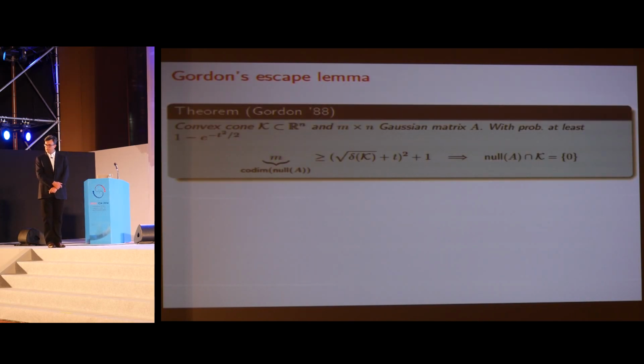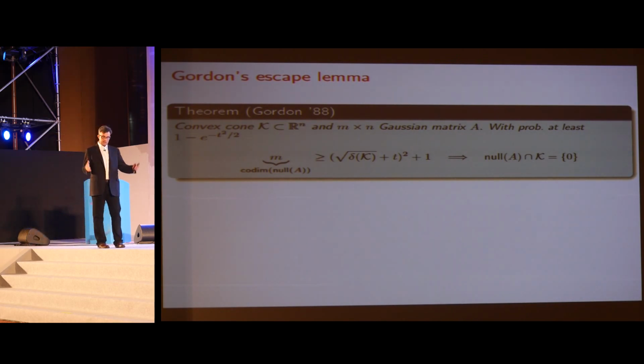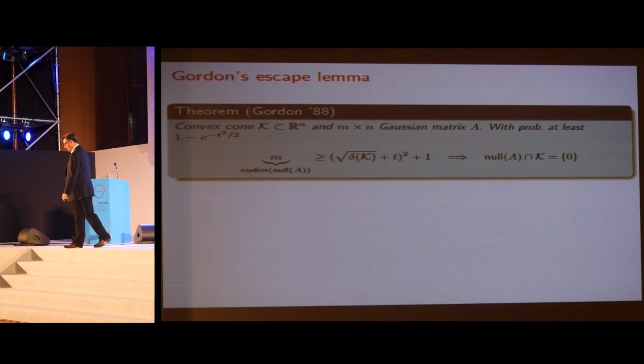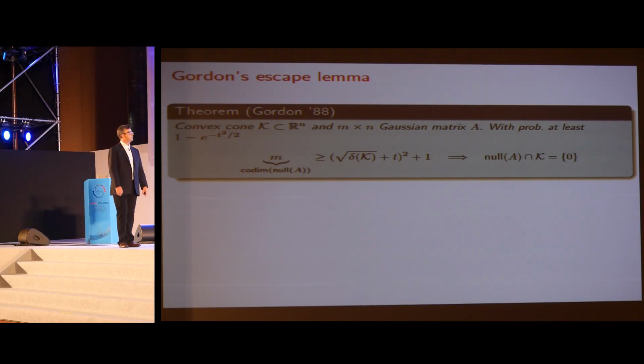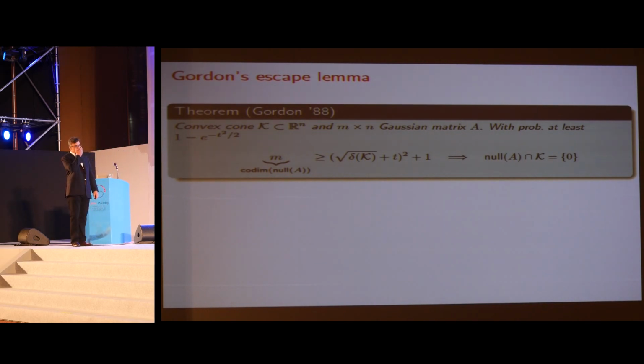And then we have these wonderful results of Gordon, who states the following. Give me a convex cone K, and a Gaussian matrix with m rows and n columns. Then, if the number of equations you give me, which is the codimension of the null space of A, so if m is large enough, or equivalently, if the dimension of the null space of A is small enough, and if m is larger than what? Well, if we forget these terms t and 1, larger than the statistical dimension, then with very high probability, the null space of A escapes the cone.